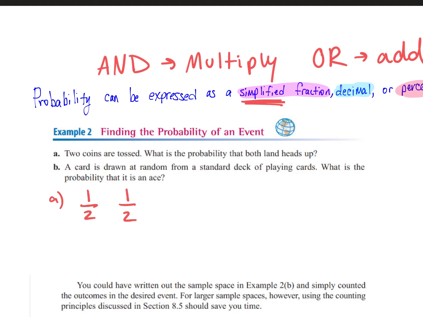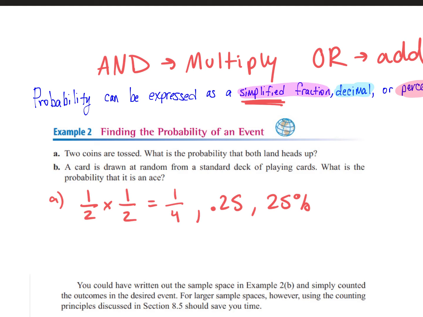Am I flipping one coin and another one, or am I flipping one coin or another one? So I would multiply these. This would be 1/2 times 1/2, which is 1/4. As a simplified fraction, we could leave it like this, or we could say 0.25, or we could say 25%.